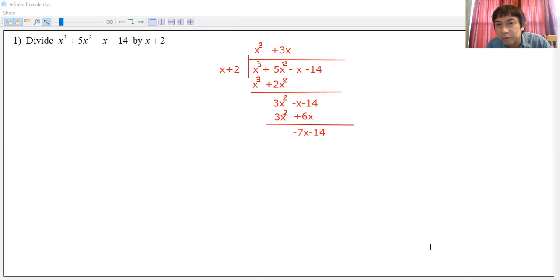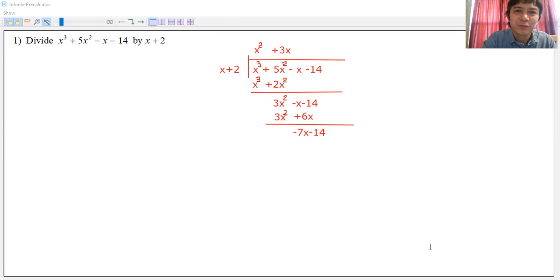And so this will now be the next step. You try to check if your current line is still divisible, that means it is higher in degree compared to the divisor, or equal. Now if it becomes less, that's when you stop. So we have here negative 7x, the very leftmost term of the current line polynomial. You're going to divide it by the leftmost term of the divisor again. So negative 7x will be divided by x, and that will just be negative 7.